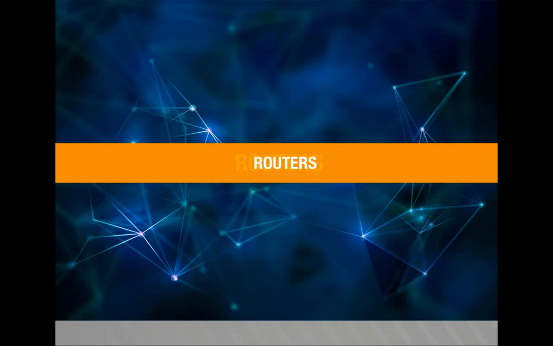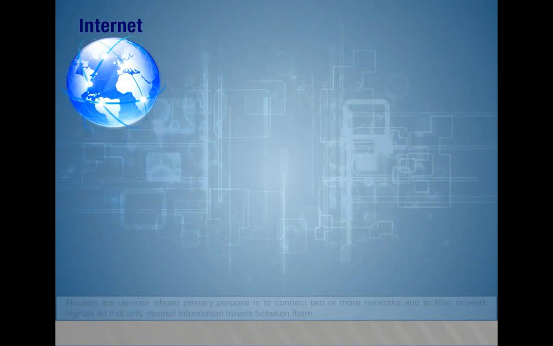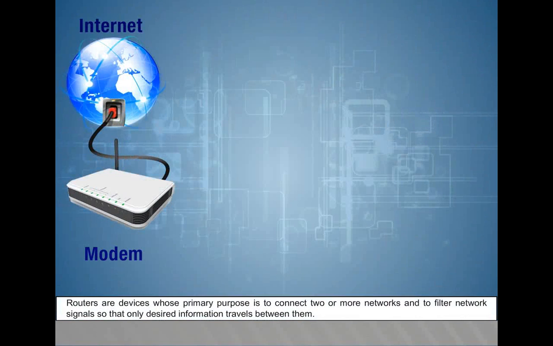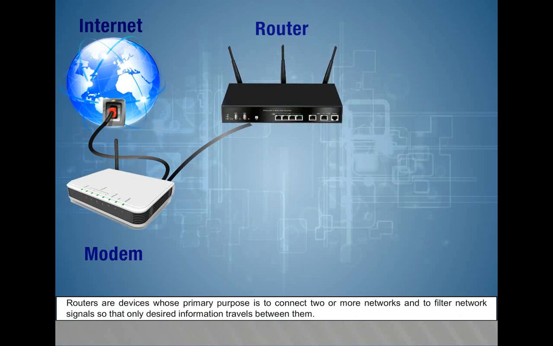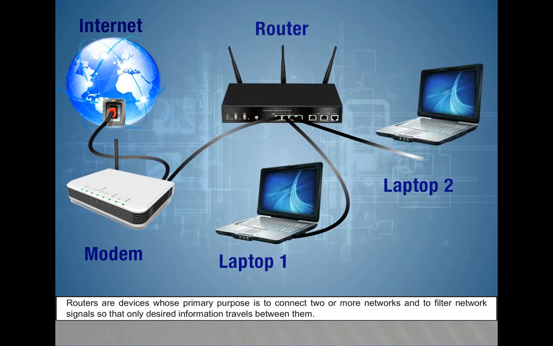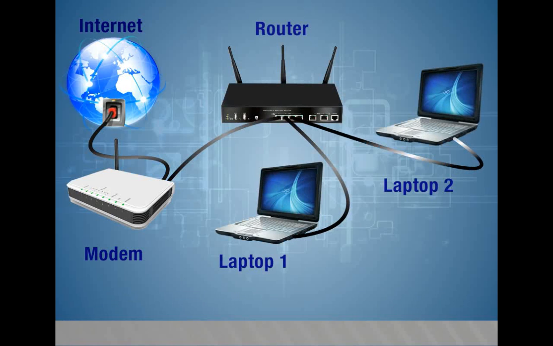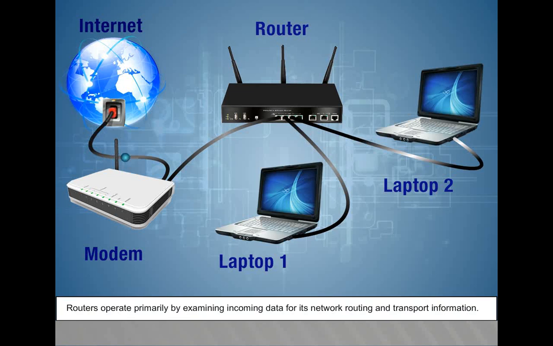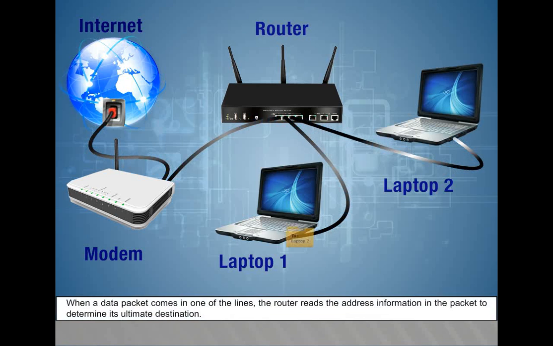Routers. In this video, we are going to learn about routers. Routers are devices whose primary purpose is to connect two or more networks and to filter network signals so that only desired information travels between them. Routers operate primarily by examining incoming data for its network routing and transport information. When a data packet comes in one of the lines, the router reads the address information in the packet to determine its ultimate destination.